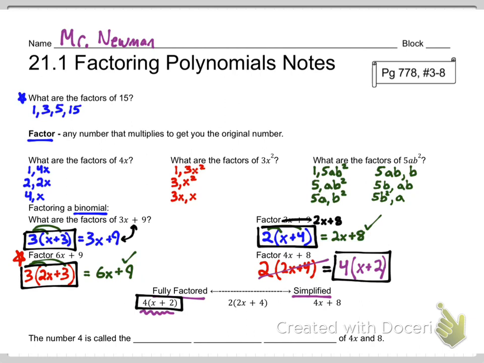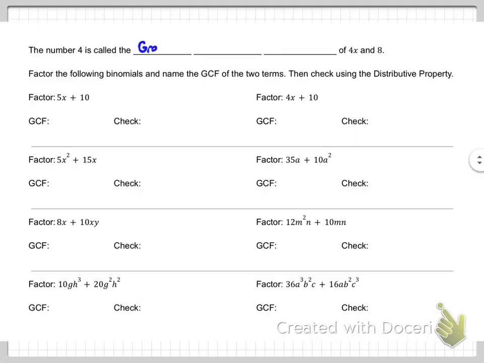So this number 4 is called the greatest common factor. That's really important to know because it's the largest number that is common, in other words, that both of them have, that you can factor out of 4x and 8. We abbreviate this with GCF, and what we're going to do from here on out is look for the GCF first, then factor it. So let's get started. We have a lot of these problems to do.